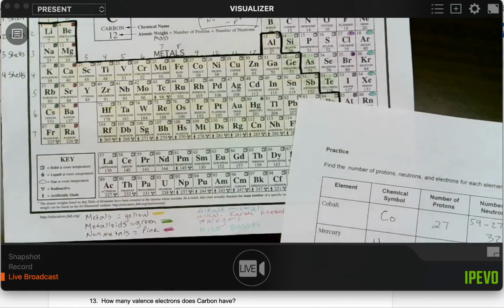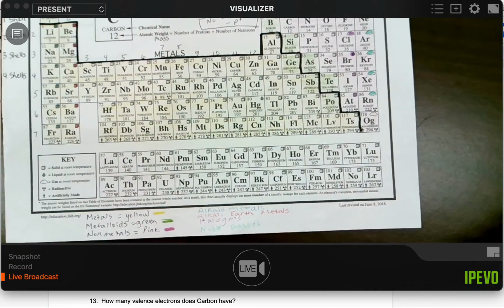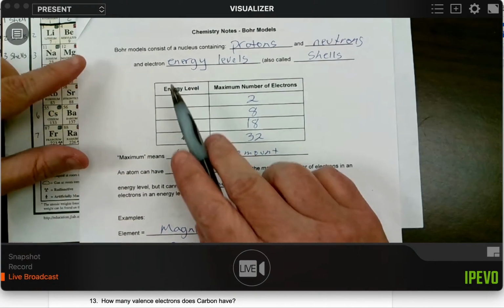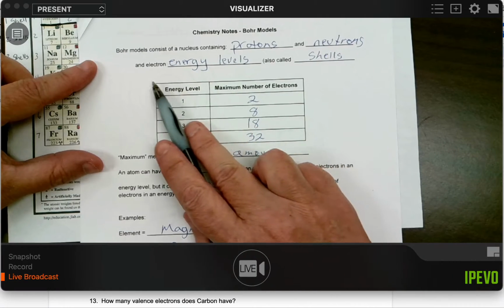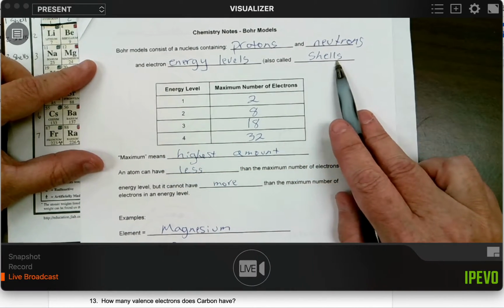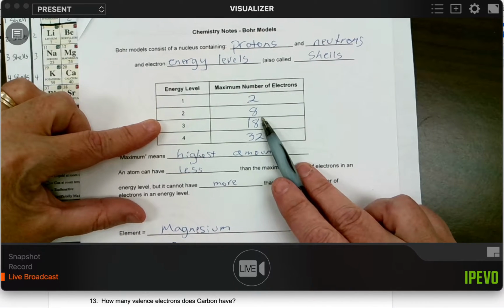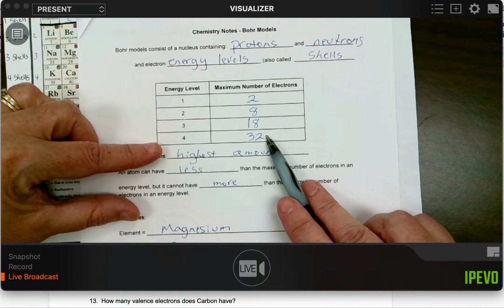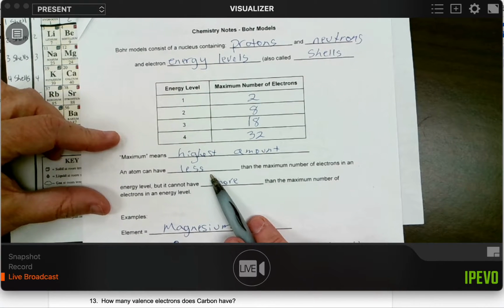Okay, Bohr models. We did some notes and some practicing of Bohr models together in class. Bohr models can consist of a nucleus containing protons and neutrons and electron energy levels, also called shells. First level holds 2, second level holds 8, third level holds 18, and fourth level holds 32. Maximum means the highest amount, so an atom can have less than the maximum amount, but it cannot have more than the maximum amount.